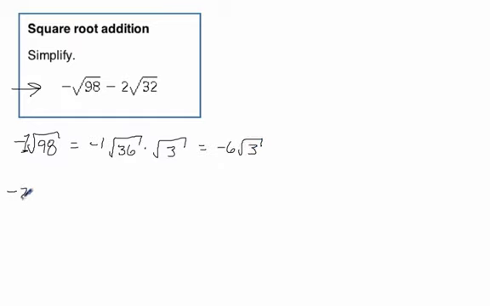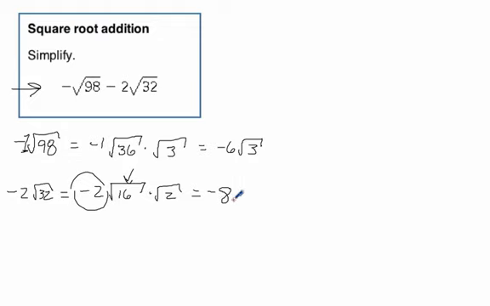Then we break down the negative 2 radical 32. And again, negative 2 times the square root of 16 times the square root of 2. Square root of 16 is 4 times the negative 2. That makes negative 8 radical 2. Then we can put those together. So we've got negative 6 radical 3 minus 8 radical 2.